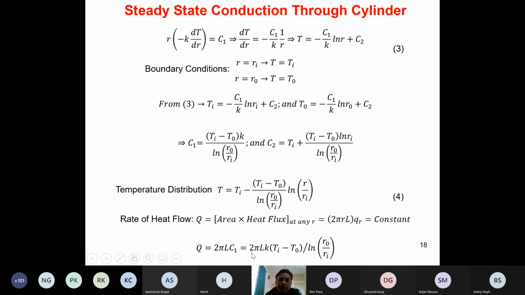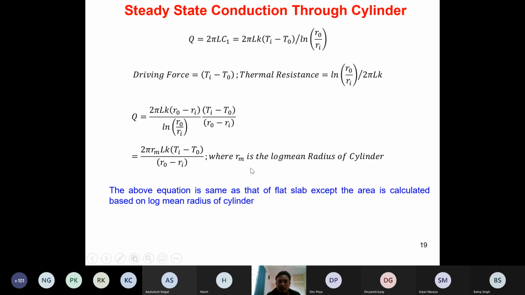So rate of heat flow is obtained here. Q is obtained as 2 pi Lk Ti minus T naught divided by ln R naught by Ri. Now here one thing to note down is what is the driving force here? The driving force is nothing but Ti minus T naught, whereas ln R naught by Ri divided by 2 pi Lk is nothing but the resistance. So Q, rate of heat flow, is given as the driving force divided by resistance.